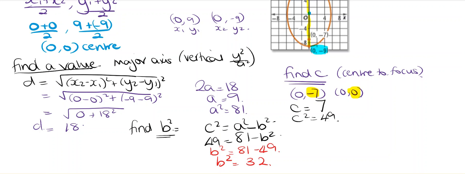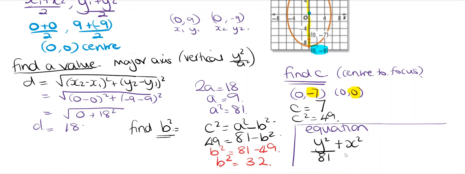Now we've got vertical, and we said that y squared is with A squared. So our equation is going to be y squared over A squared, which is 81, plus x squared over B squared, and B squared is 32, and it's going to be equal to 1.